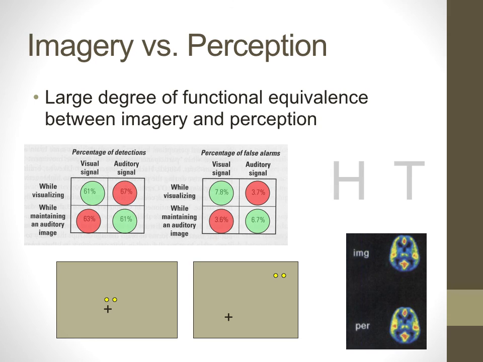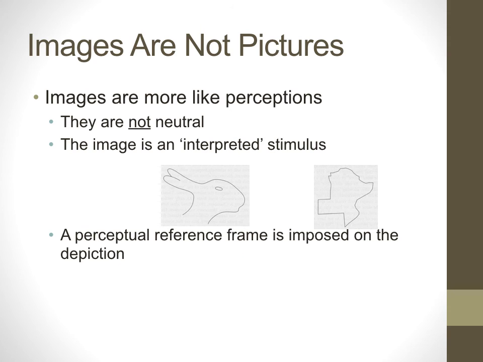We also know that there is a degree of functional equivalence between imagery and perception, that when we are doing one or the other, the different parts of our brain involved are very similar and sensitive. And we've discovered that images are more like perceptions. They are not neutral. An image is an interpreted stimulus based on our previous knowledge. So it's impossible to really visualize a random nonsensical stimulus because we don't have a mental picture for it in our brain. And that is it for the visual imagery section of the slides.